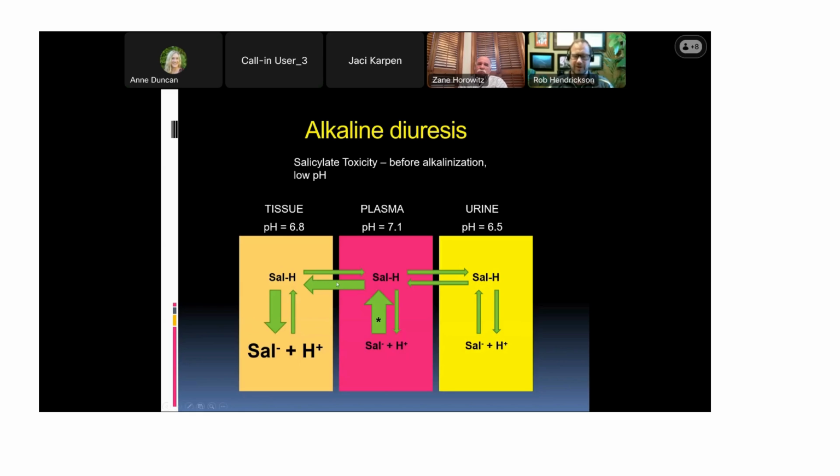But what if we alkalize? We give bicarbonate to increase the plasma pH. We give bicarbonate to increase the urine pH. Then what we're doing is we're shifting some of that non-ionized salicylate back into the plasma, and then we are shifting a lot more of that non-ionized salicylate into ionized form in the urine, and we're not reabsorbing it.